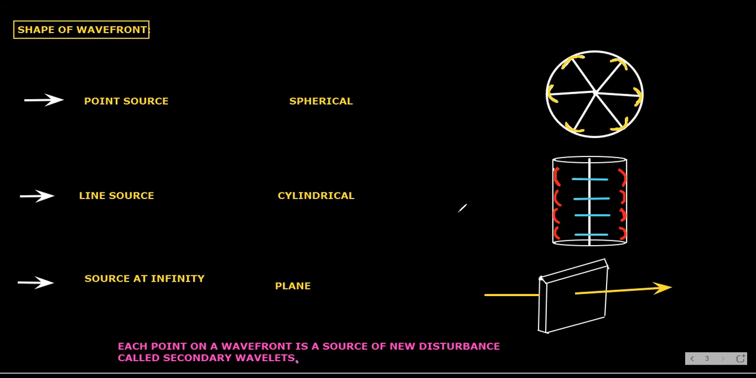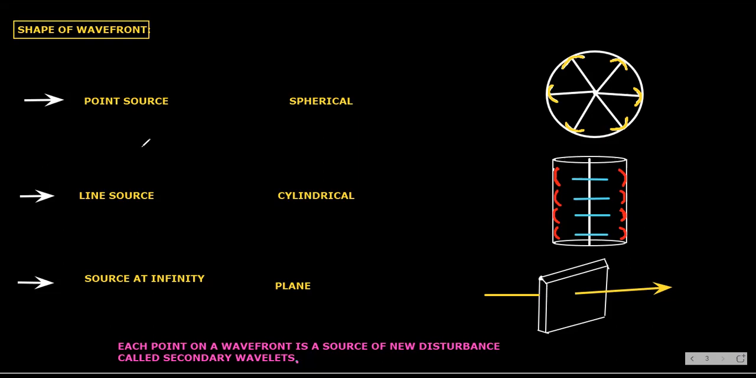Okay, so let's see the first one, that is a point source. If we have chosen a point source, then what is its wavefront? Spherical wavefront. You can see in the diagram how I have drawn it. This is your point source from which light is going to be emitted, and this is the locus of all points which have the same phase and same frequency. The nature of this is spherical. So the wavefront is spherical for a point source.